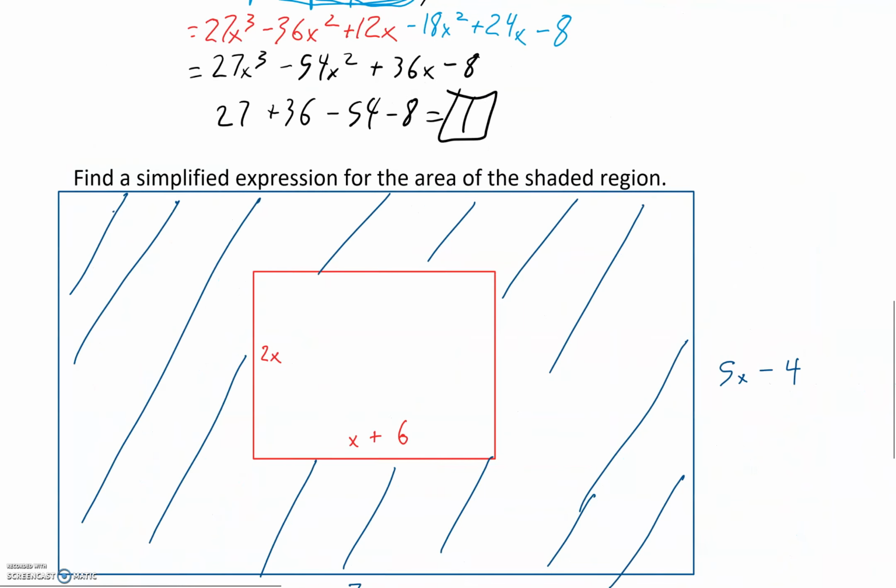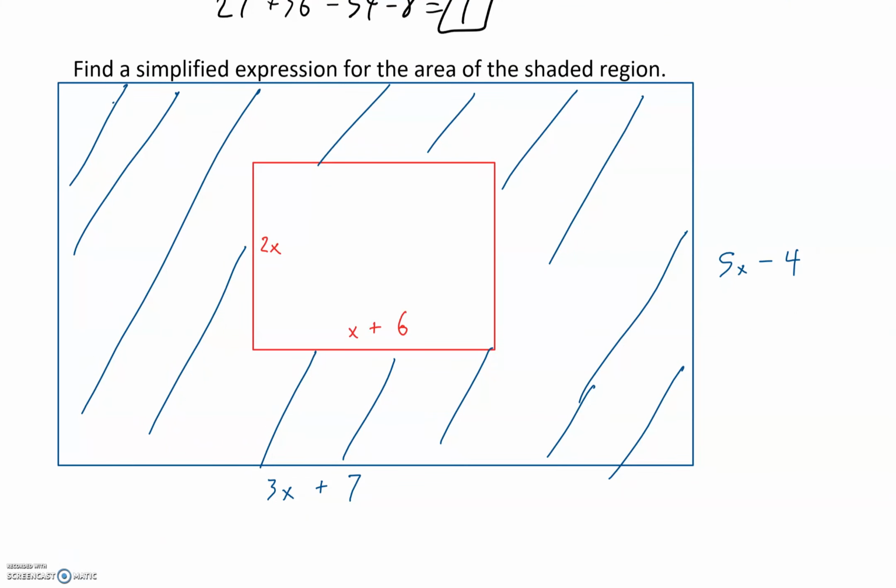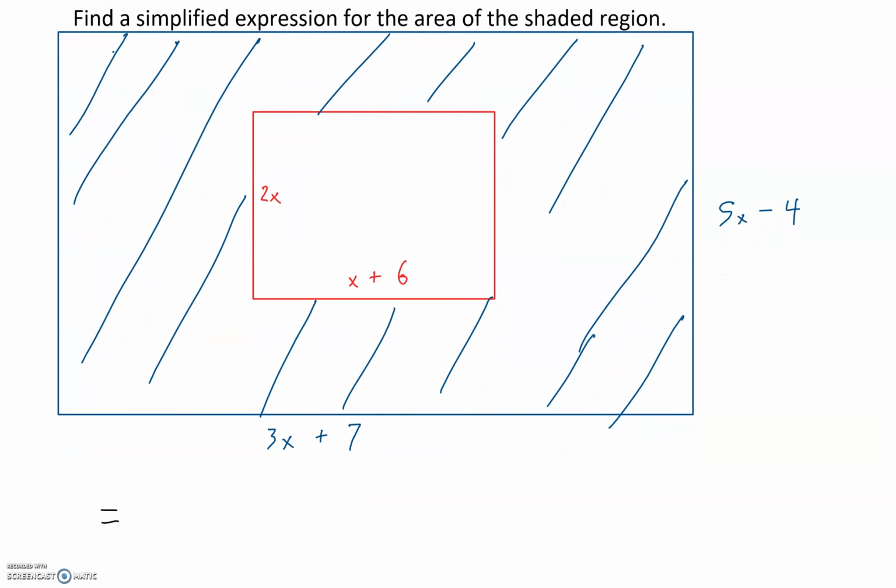Okay, and finally, here is our last question for today. This is find a simplified expression for the area of the shaded region. And we have a blue and then a red part. And basically, we have to find both multiplications and then subtract them. So here's the first part in blue. Okay, so that is the area of the big blue rectangle, and then we subtract by the area of the red rectangle inside.